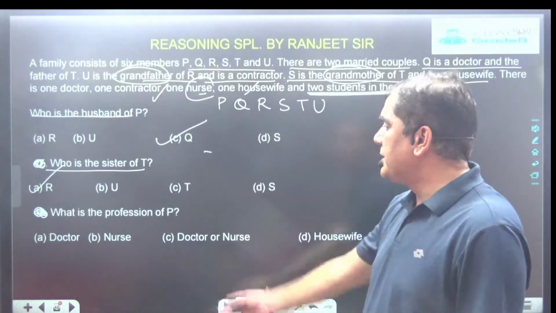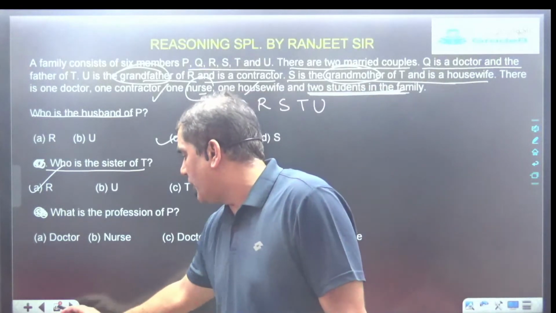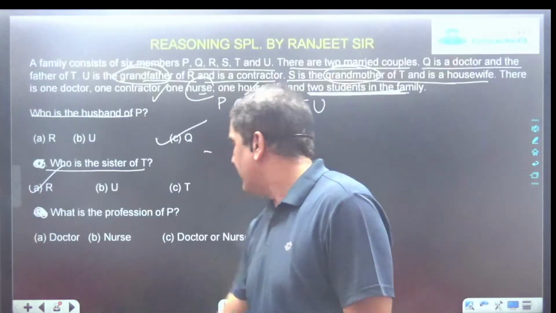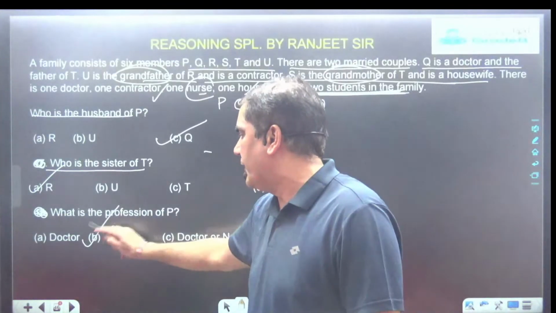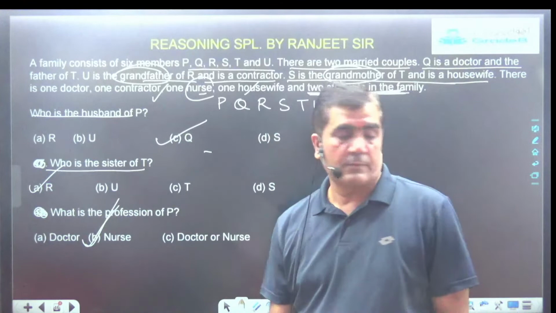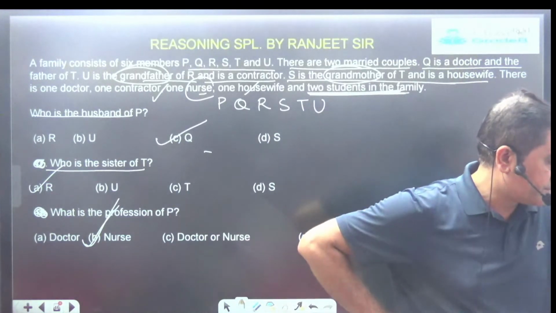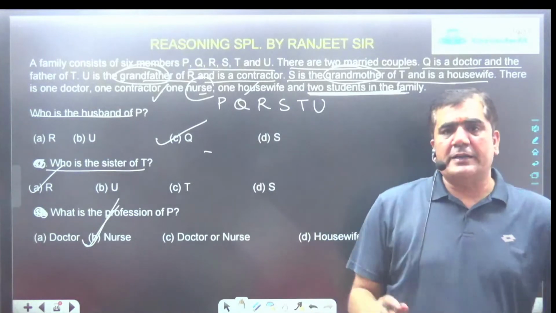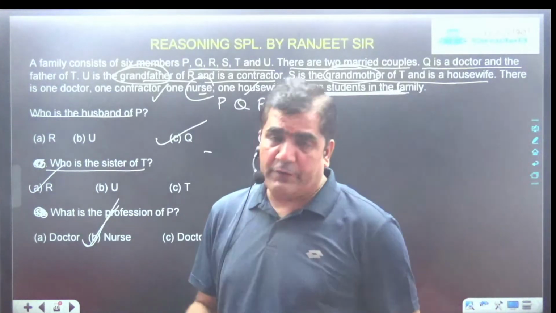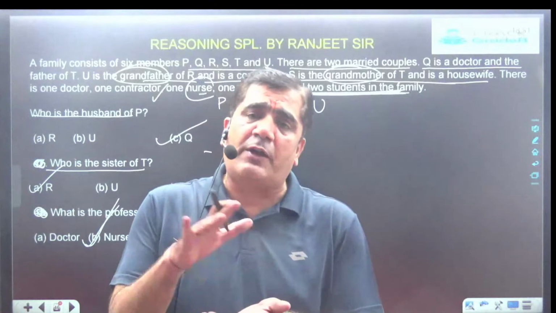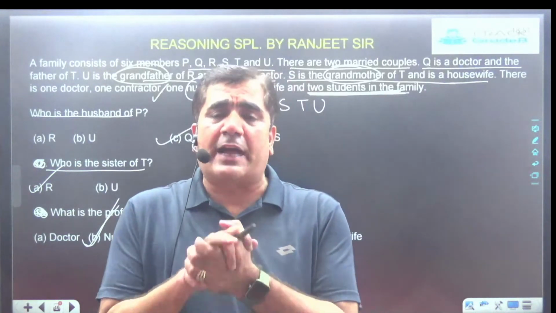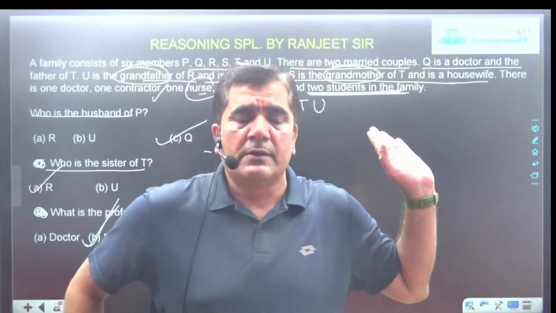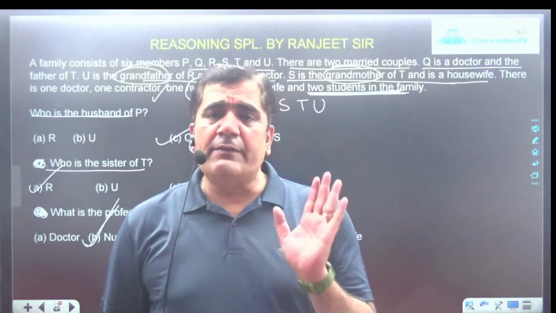Next one. What is the profession of P? So P comes out to be what? Nurse. So profession of P must be nurse. Clear? So I think this part is crystal and clear to each one of you. Whenever any question based on profession and family tree is going to come, how to plot that statement in the exam, that we have understood in today's class. Clear? Anyone, any problem?